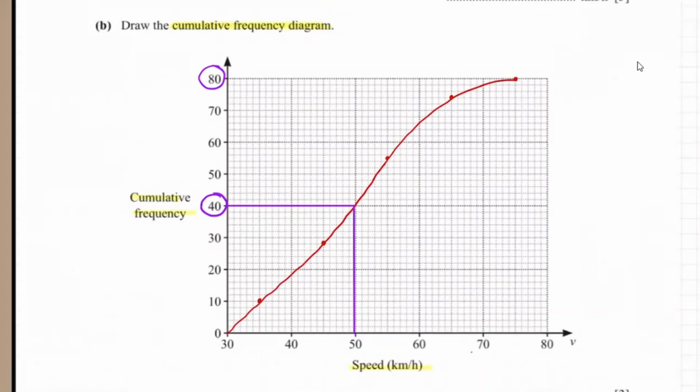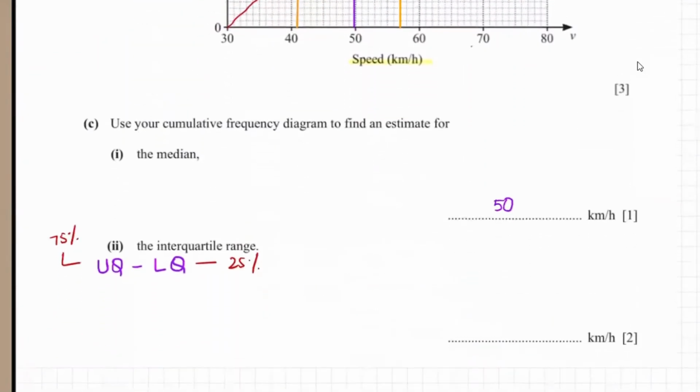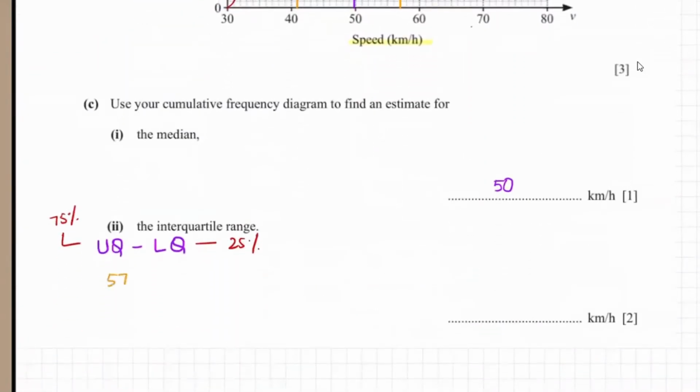So I'm going to make lines accordingly. 60, I'm getting this value. And at 20, I am getting this value. So let's find out these values. This is 57 and the other one is 41. So 57 minus 41 and my answer is 16. So 16 kilometer per hour is the interquartile range.